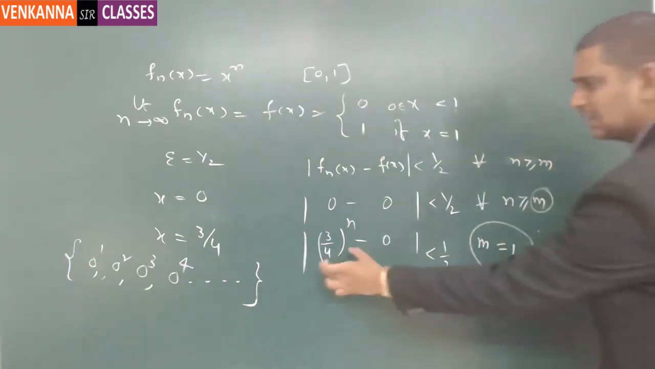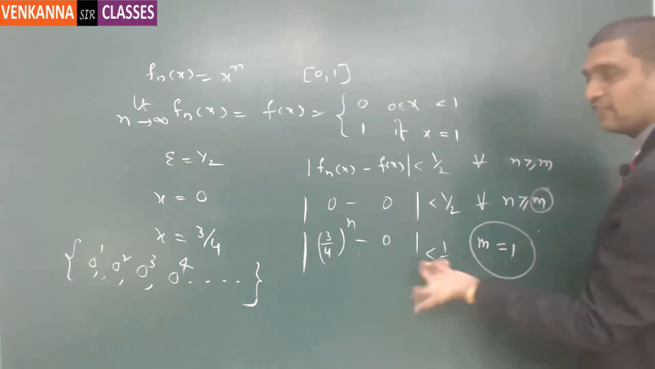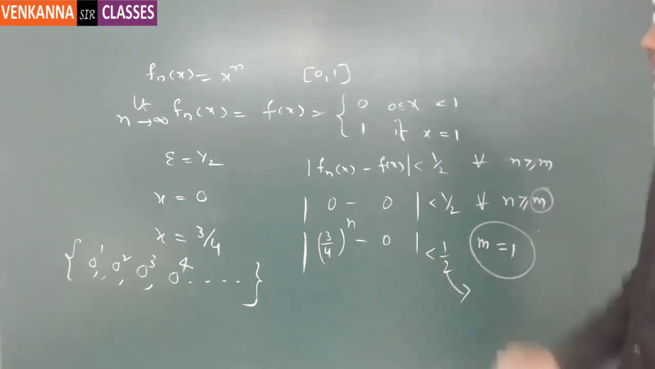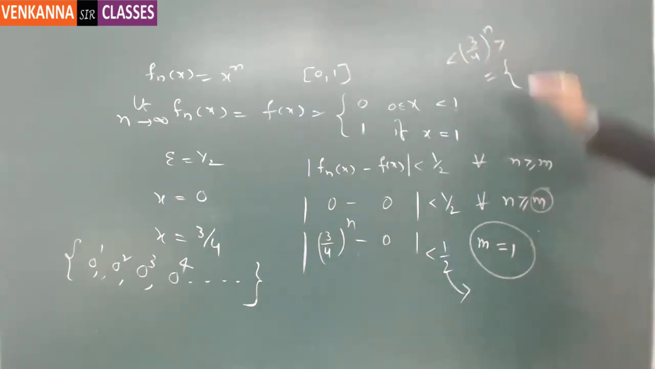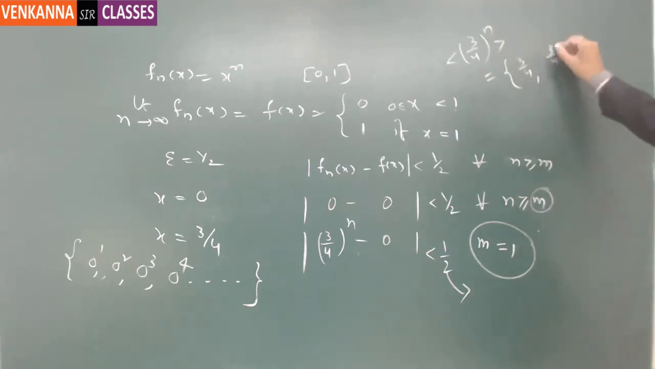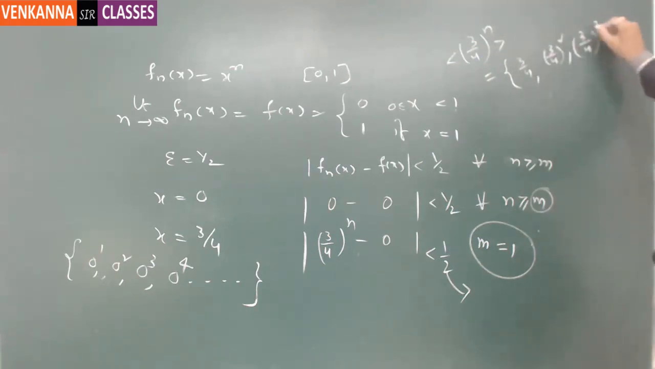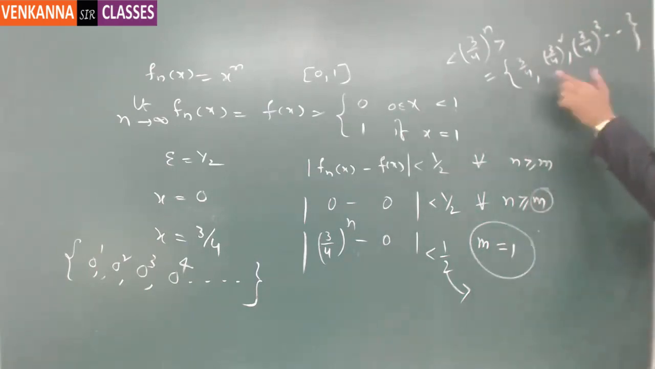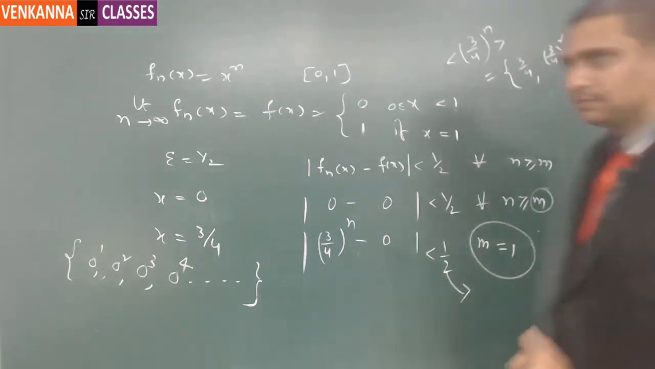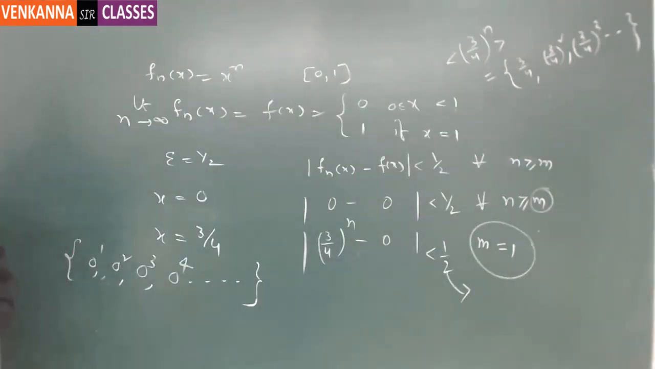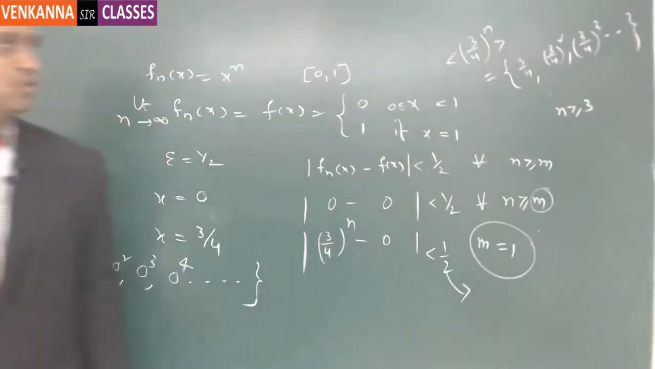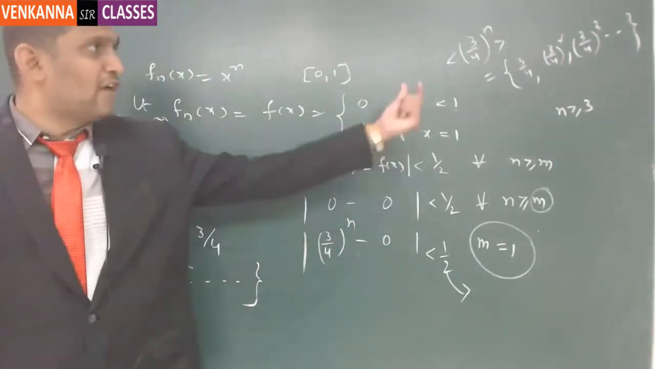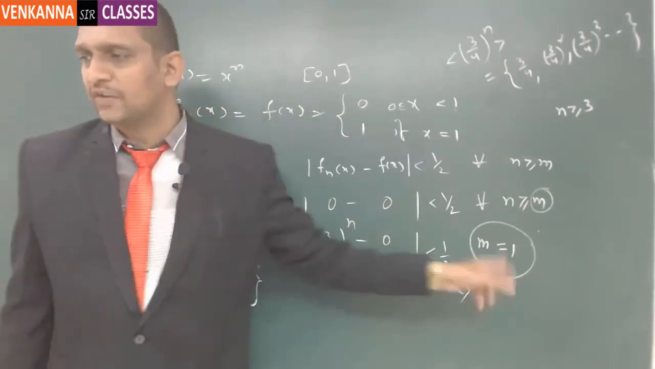So if you want to say that (3 by 4) whole power n is less than 1 by 2, what will be the term number? You have written the sequence (3 by 4) whole power n. Please write the sequence (3 by 4) whole power 1, (3 by 4) whole square, (3 by 4) whole cube, and so on. This is the sequence I will get. So from what term number onwards will the difference be less than 1 by 2? I will say from the third term number onwards. From the third term number onwards, if you take any number in the sequence and 0, the difference will be less than 1 by 2.